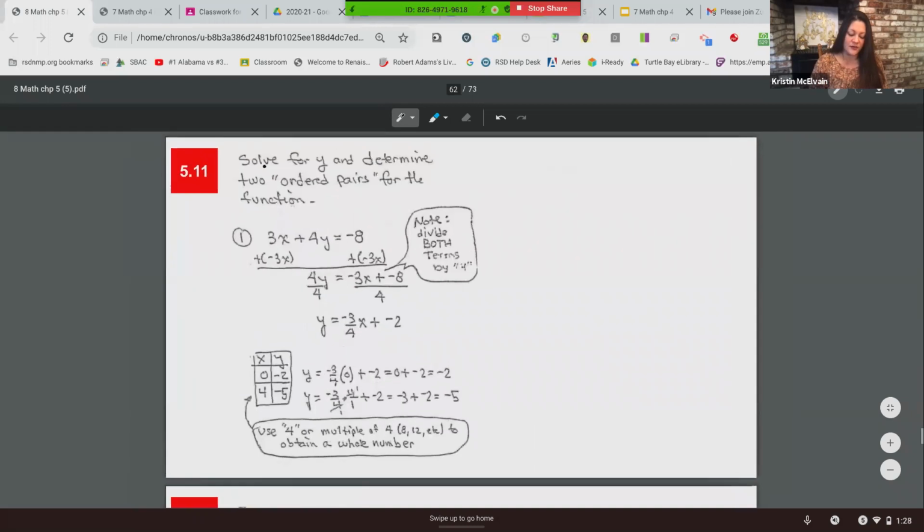It says solve for y and then determine 2 ordered pairs for the function. Okay, so when we're solving for y, we're simply putting it into our slope-intercept form. y equals mx plus b.